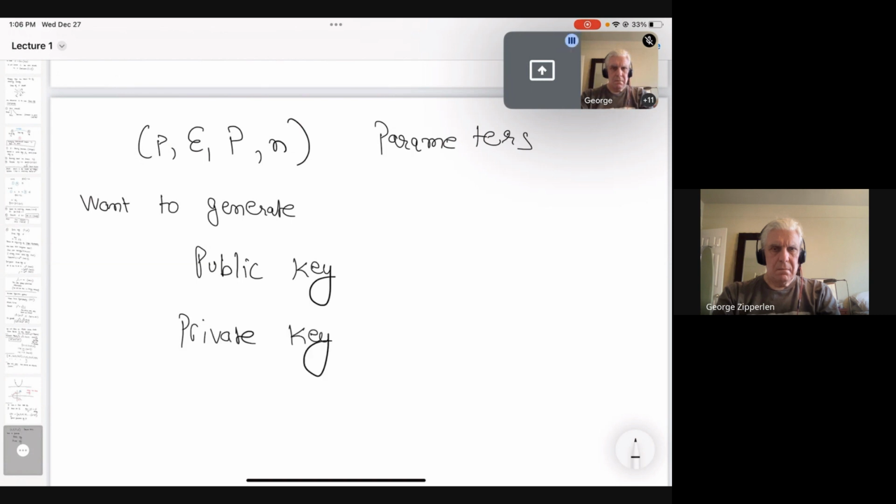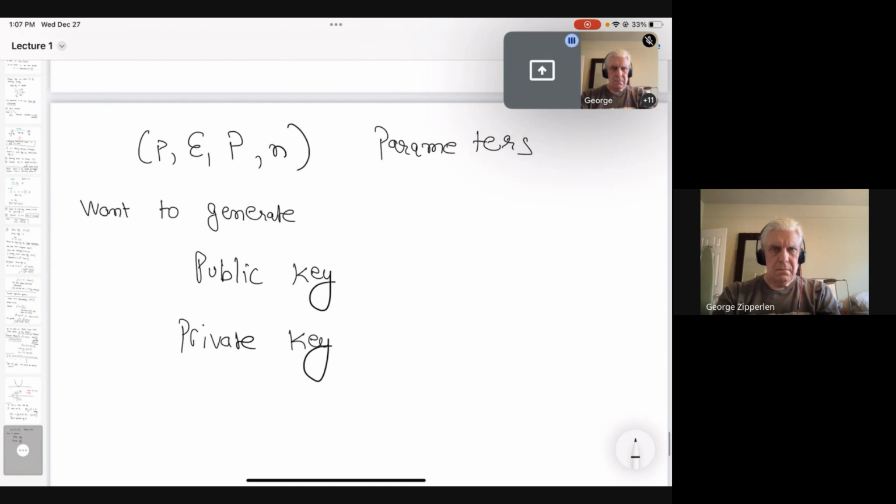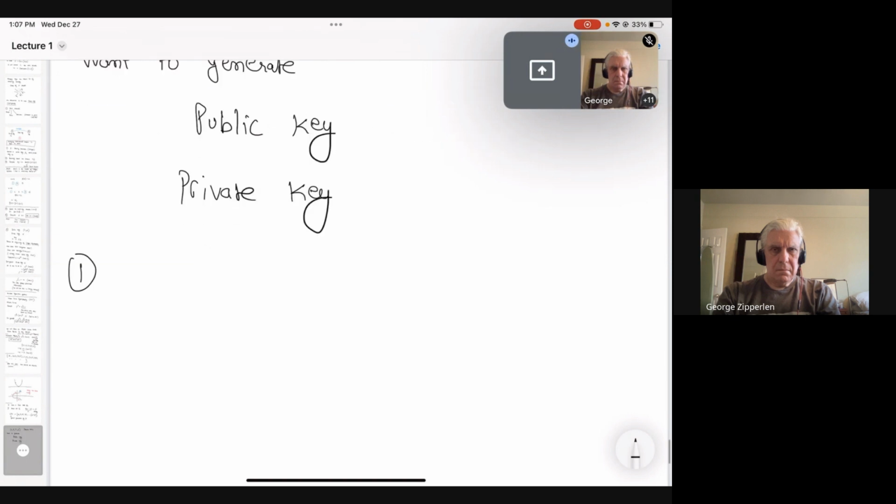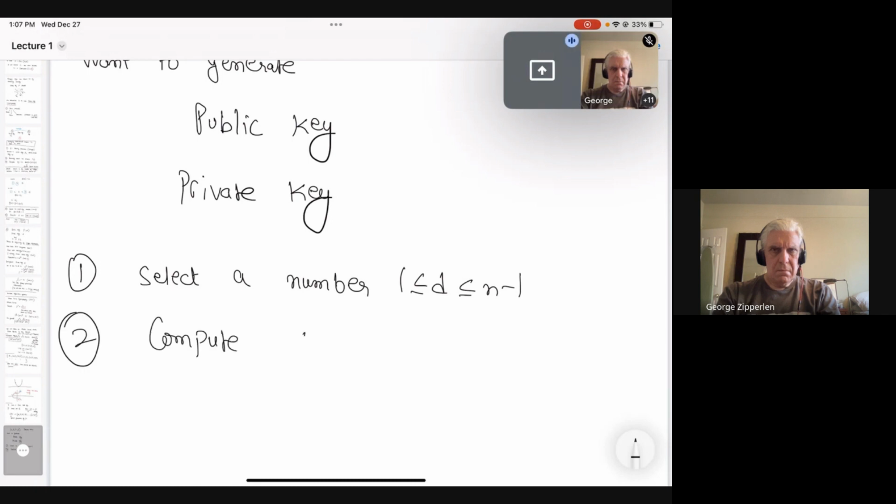So within these parameters, how do we generate the public key? First of all, we select a number. Let's call it D, which is between 1 and n minus 1. Then I compute this point, which is also on my elliptic curve, Q equals D times P, which is basically adding P to itself D number of times. This Q is my public key, and this D is really my private key.